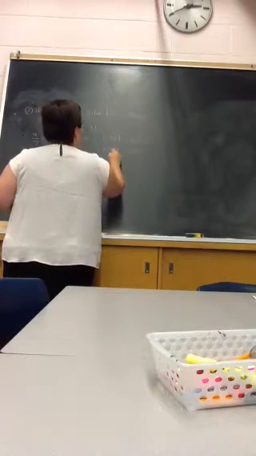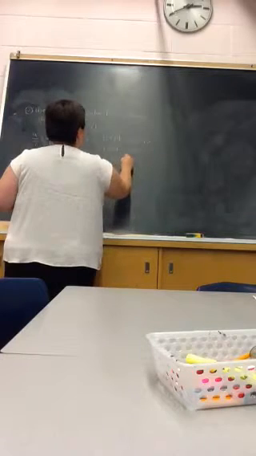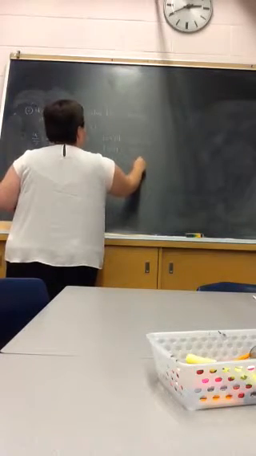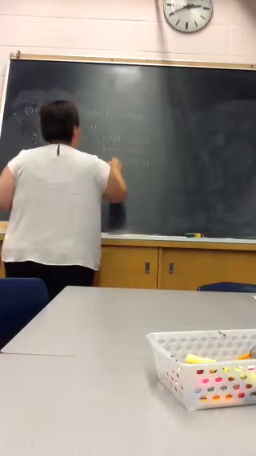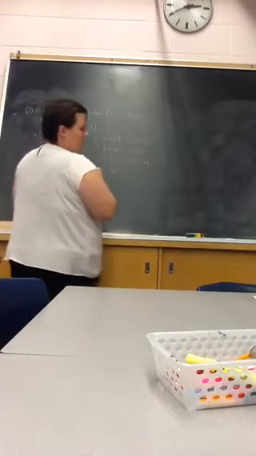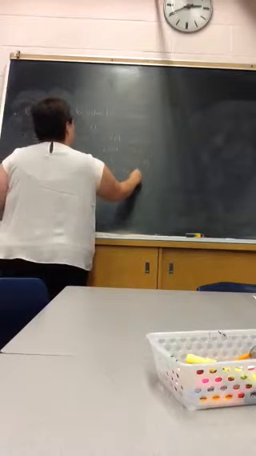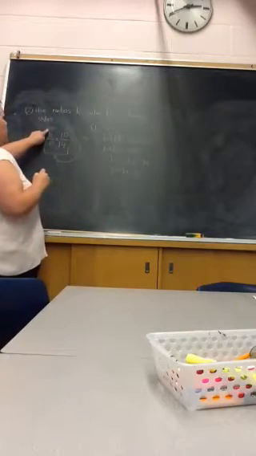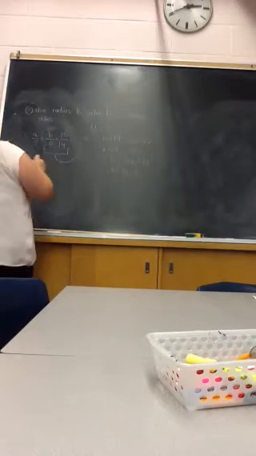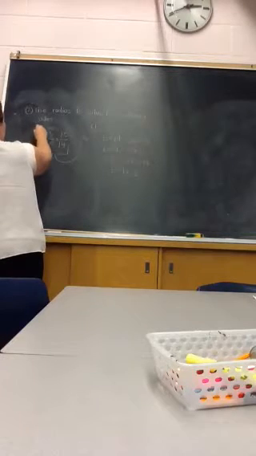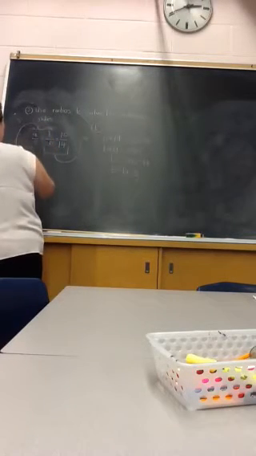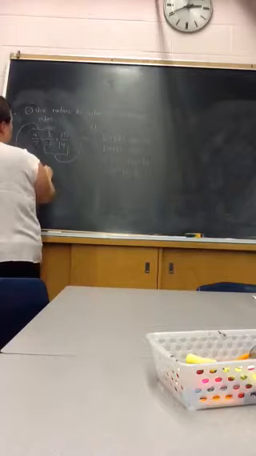We want to get B by himself, so what we do is we move the 14 over and we do the opposite thing. Instead of times, we divide. And B is going to be equal to 14.3. Okay, so now we know this value here is 14.3. Now, since we know B, we can solve for A.